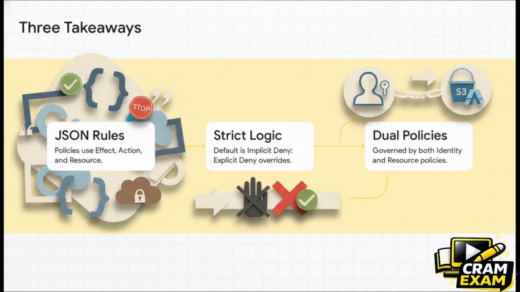3 rapid takeaways. 1. Policies are JSON permission rules built on 3 core components: effect, action, and resource. 2. AWS evaluates requests using a strict logic where the default is an implicit deny, and an explicit deny will permanently override any explicit allow. 3. Applications are governed by both identity-based policies attached to the compute role and resource-based policies attached directly to target services like S3 or Lambda.